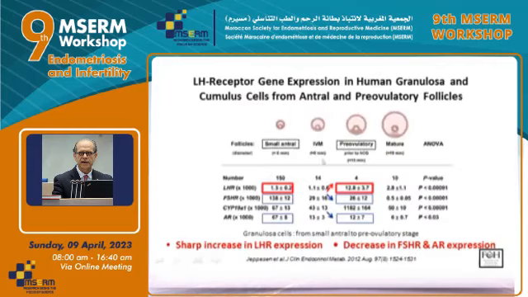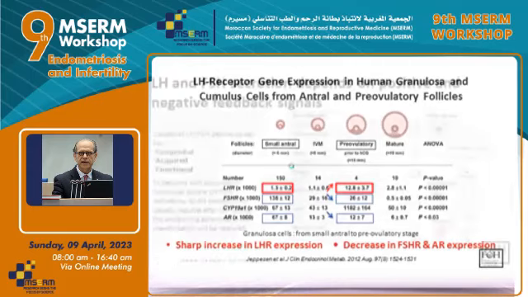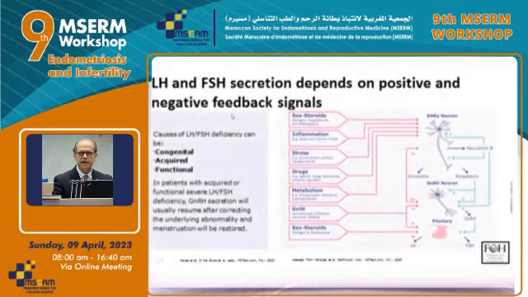As we see here, this is a study from the Copenhagen group. During development of the follicle, more and more LH receptors will appear on the granulosa cells, and there is a decrease of the FSH receptors on the granulosa cells. So the pre-ovulatory follicle becomes more LH dependent and less FSH dependent, and it is different at the beginning of the follicular development.